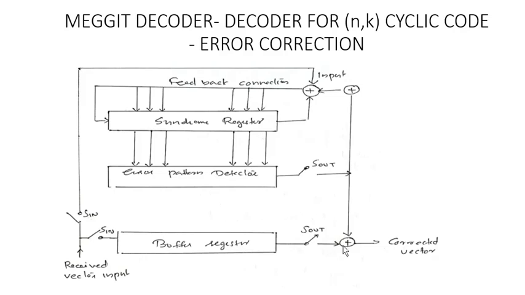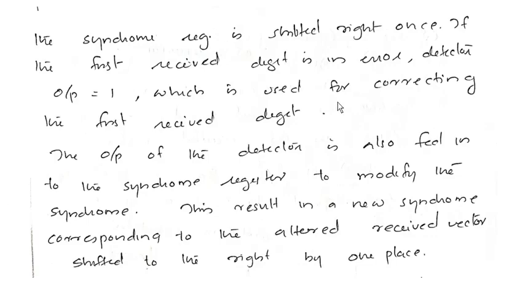Then the error pattern detector output is also fed to the syndrome register. Using that it will calculate the new syndrome. So we can see the step. The syndrome register is shifted right once. If the first received digit is in error, the detector output equals 1, which is used for correcting the first received digit. The output of the detector is also fed into the syndrome register to modify the syndrome. This results in a new syndrome corresponding to the altered received vector shifted to the right by 1 place.